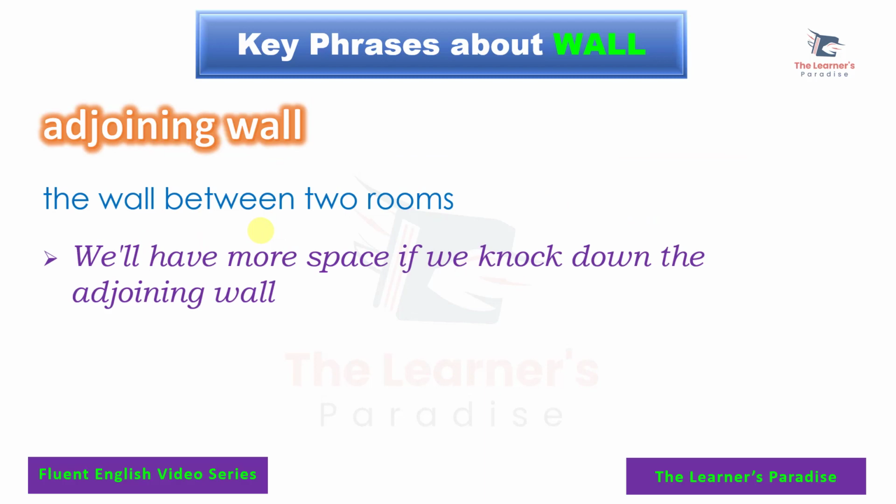Next we have adjoining wall. It is the wall between two rooms. For example, you have a room 1 here and you have a room here. This is room 1, this is room 2. And this wall you call adjoining wall that joins these two rooms. We'll have more space if we knock down the adjoining wall.